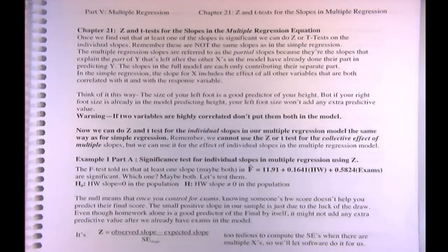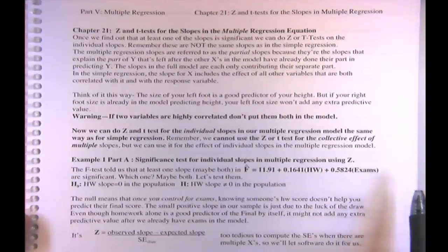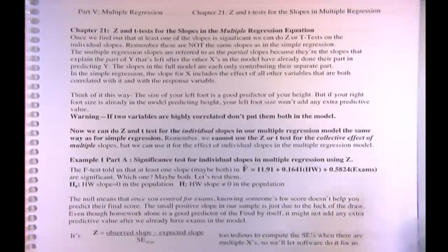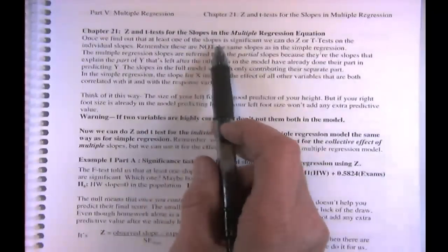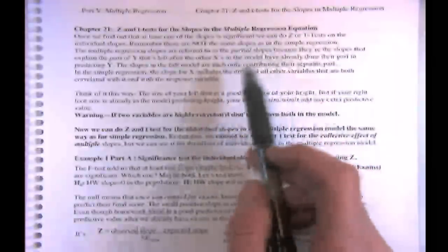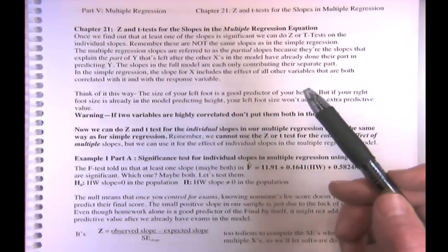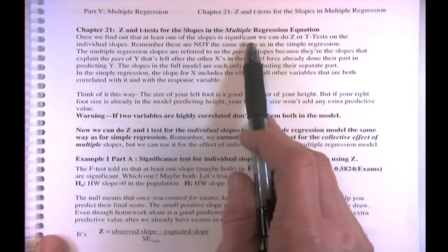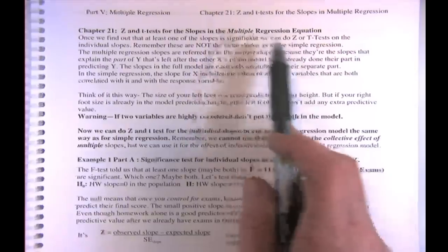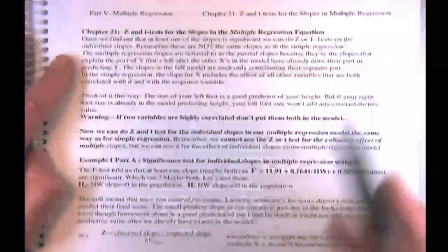So let's get started. What we've done so far is we've looked at a hypothesis test, a chi-squared or an F-test, for the collective effect of all the slopes. Our null is that all the slopes are equal to 0. If we reject that, now we know at least one of the slopes is significant. Then we can do z or t tests on the individual slopes. And that's what we're going to do now.